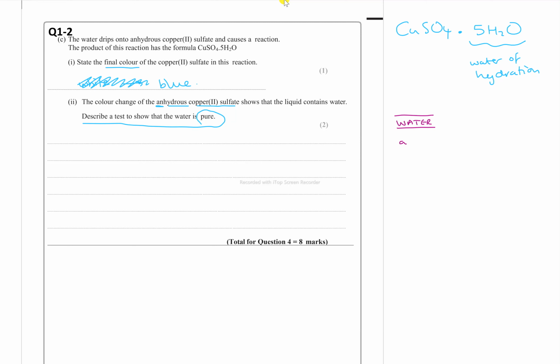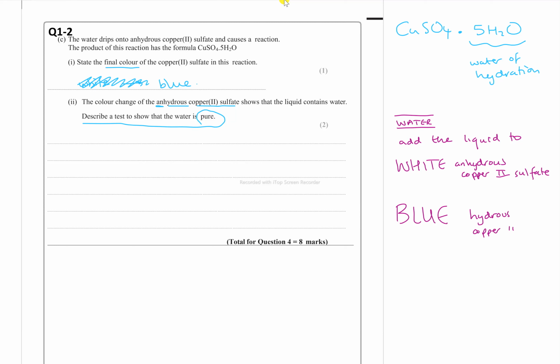You add the liquid you're testing to white anhydrous copper sulfate, and it ends up blue. Hydrous, or hydrated, copper sulfate. There you go. That's the test.